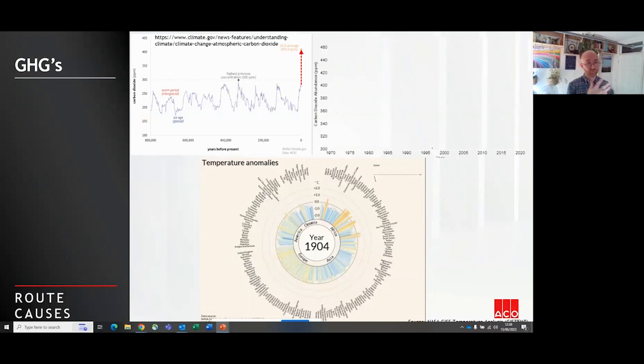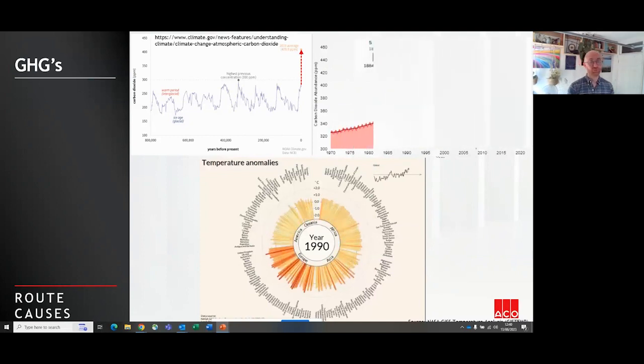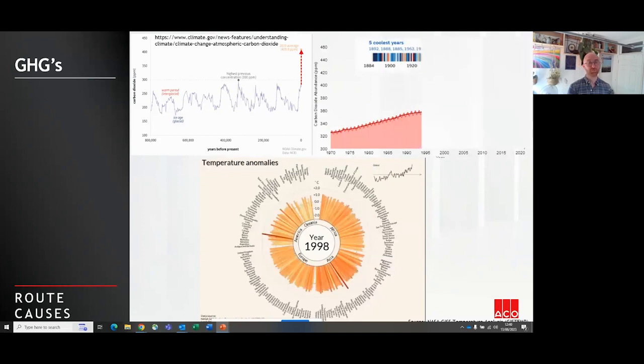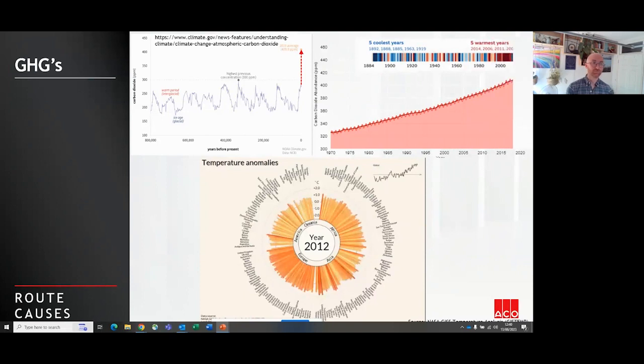There are a lot of graphics on this screen, so I'll take you through them one by one. First of all, in the top left-hand corner, that is the temperature over the last 800,000 years, and it's also relating to carbon dioxide. You can see 300,000 years ago was the next highest point, which was 300 parts per million, and in 2019 we were at 409 parts per million. Now, we can directly link this increase in carbon with the increase in temperature, which was the graphic you saw in the top right-hand side, which is being revealed.